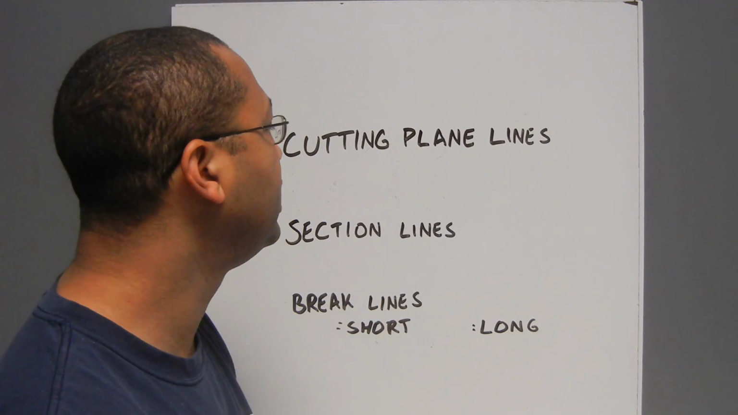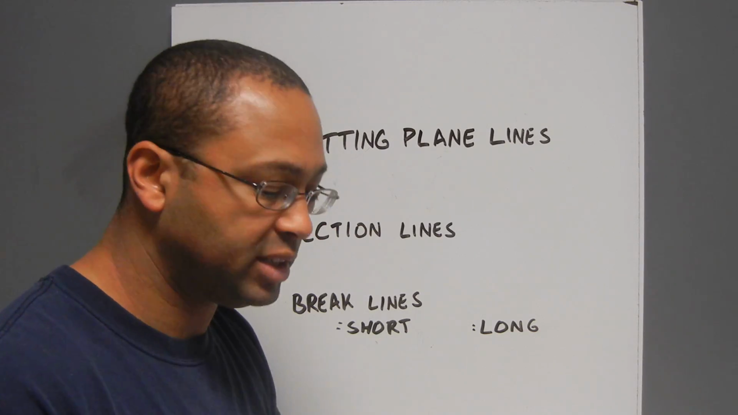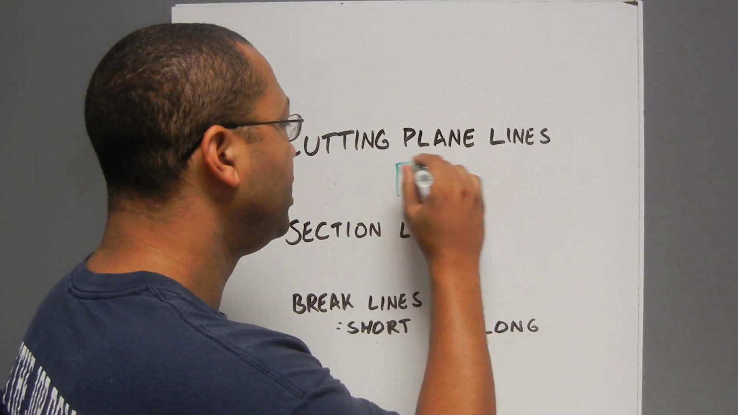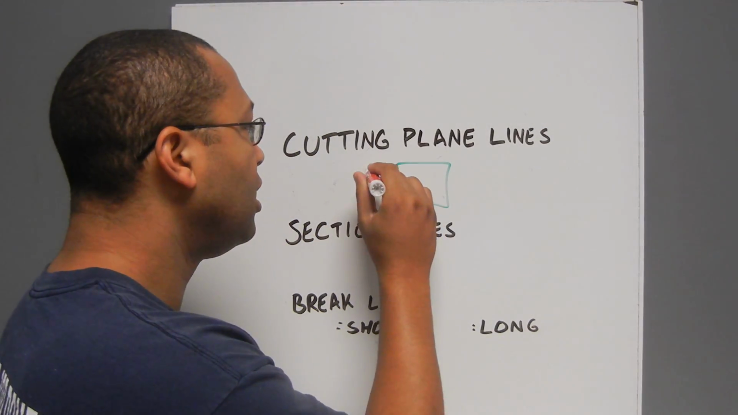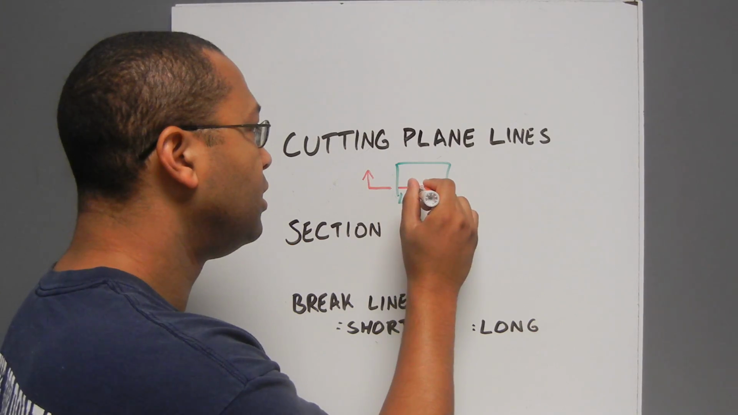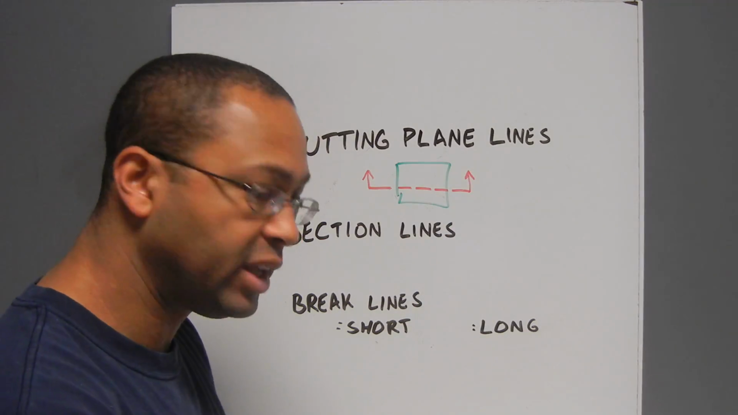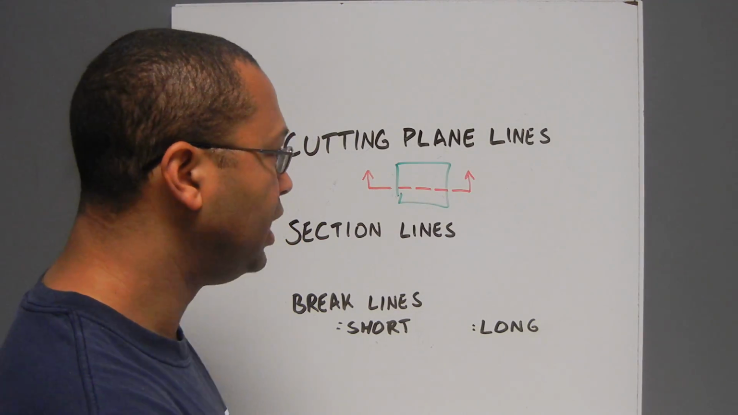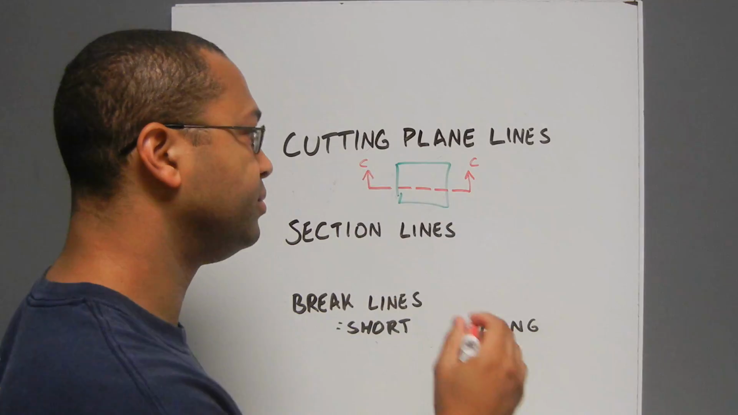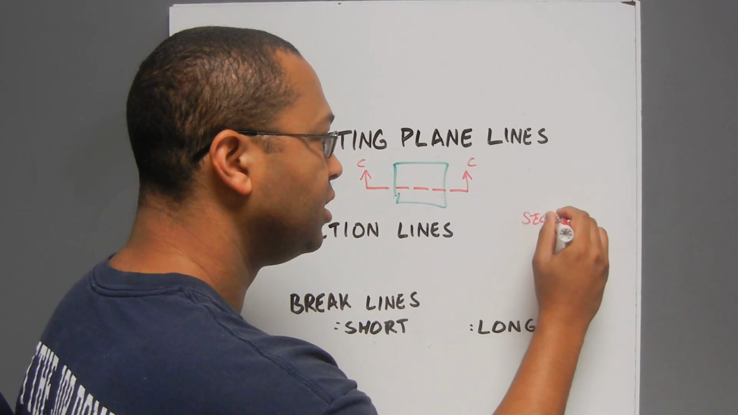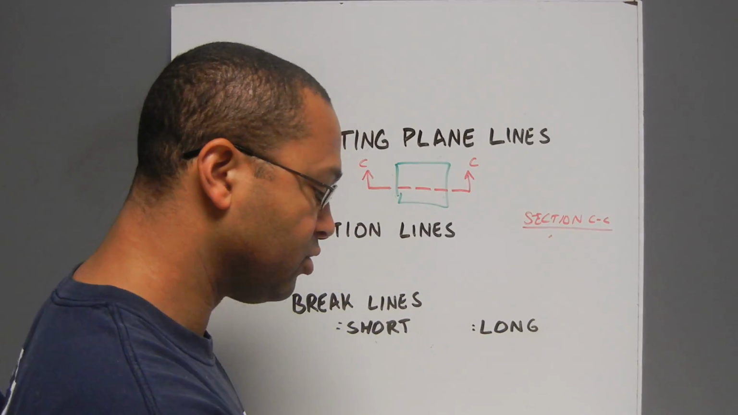Alright, now you have a cutting plane line on objects, and you also have section lines. A cutting plane line basically says, I have an object and I want to cut it, and I want to show you what it looks like on the inside. So I'm going to use a thick line. Let's say this was section CC. I'm going to draw a section CC over here, and let me draw it first.